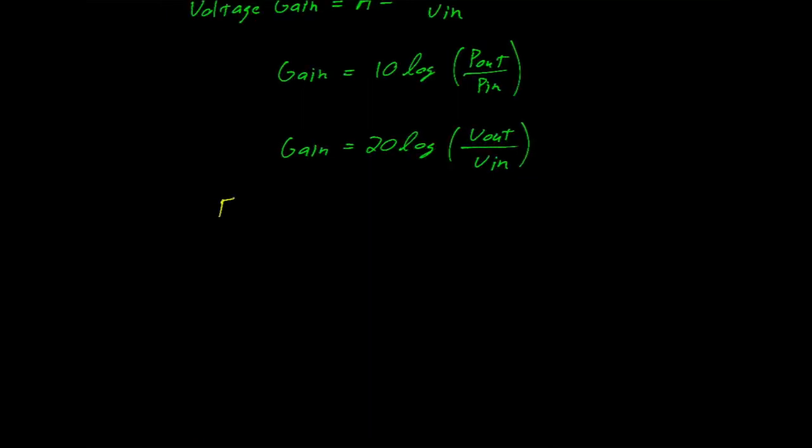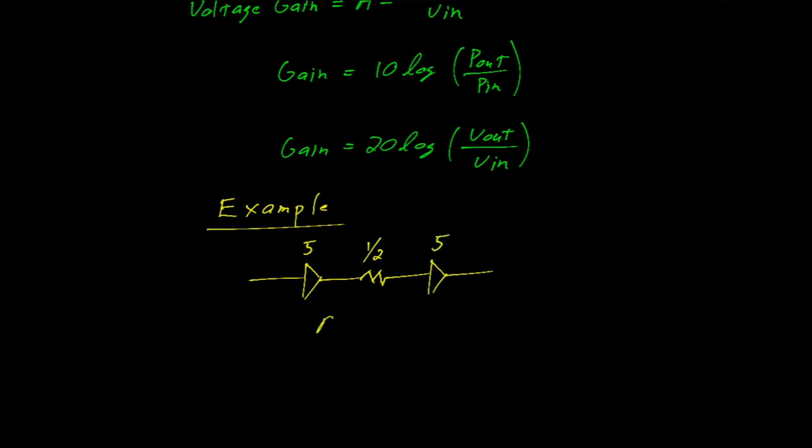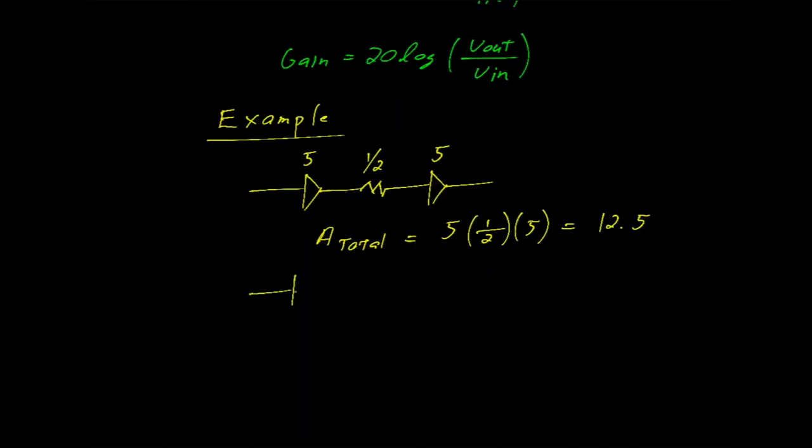A typical example would have a cascade of amplifiers and attenuators. Let this be 5 linear, 1/2 linear, and 5 again. We could talk about a total gain equal to 5 multiplied by 1/2 multiplied by 5, which gives us 12.5. That same problem can be expressed in dB, where 5 becomes 6 dB.